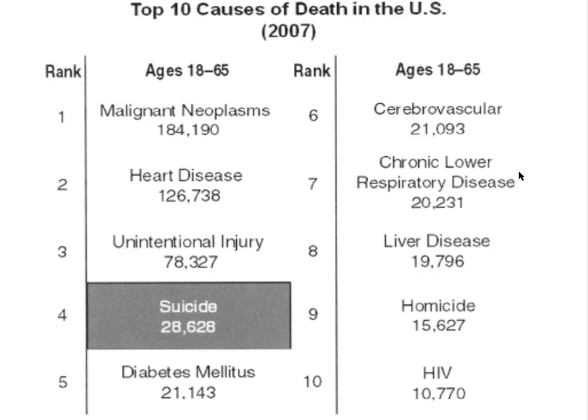Number 7, chronic lower respiratory disease. This, for the most part, refers to people that died of pneumonia. Something went wrong with the lungs, they filled with fluid, and they died. Next is liver disease. Next is homicide. Notice how much lower homicide ranks compared to suicide. In 2007, there was something like 15,000 homicides, but nearly double that number of people committed suicide.